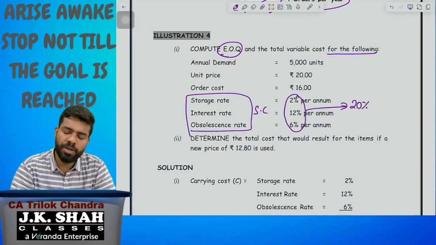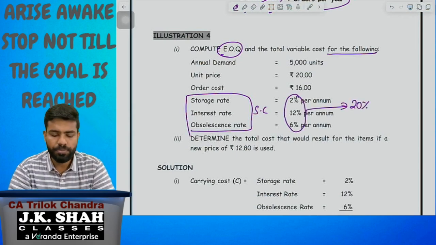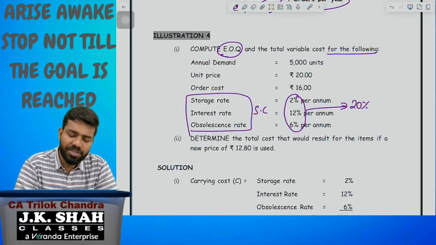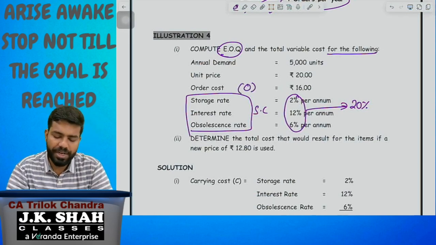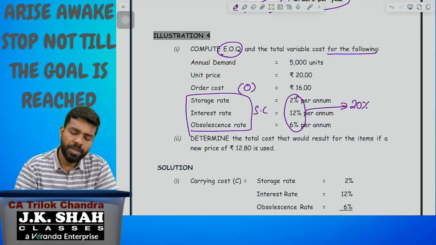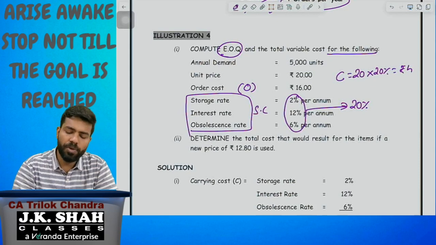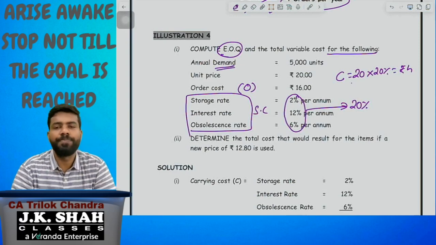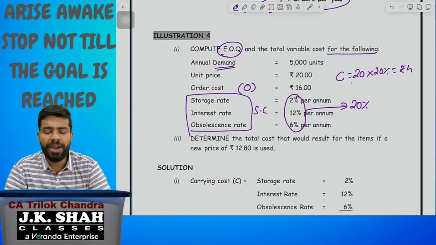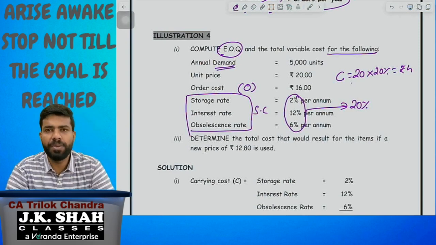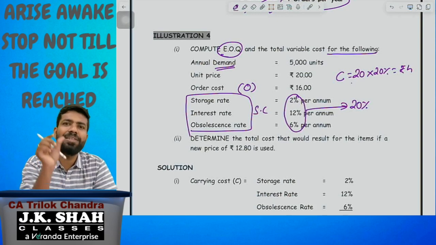When it comes to order cost, 16 rupees, take it as O. Now, how to calculate C? Unit price is 20. 20 into 20% equals rupees 4. O is 16, C is 4. Now, annual demand given is 5,000 units. They use the word demand. Generally the word demand replicates the finished good.